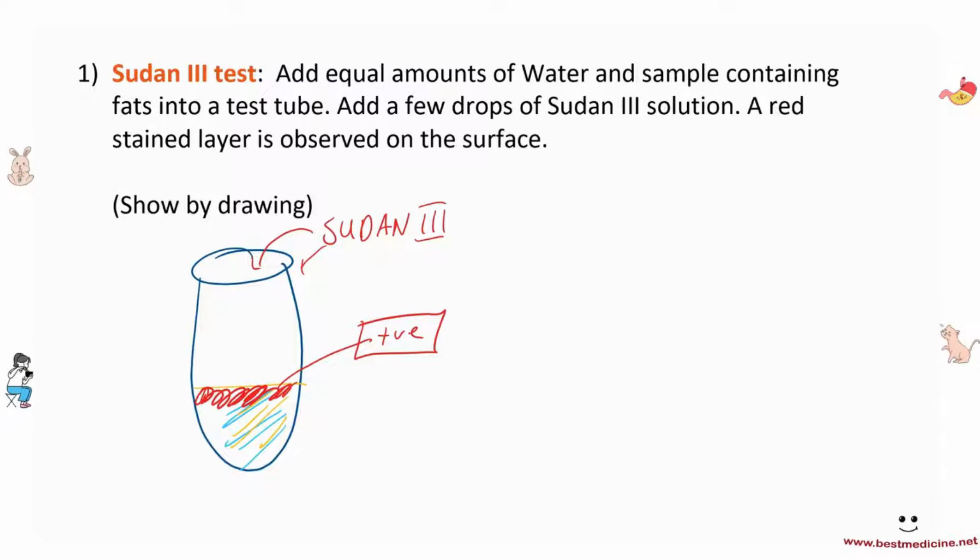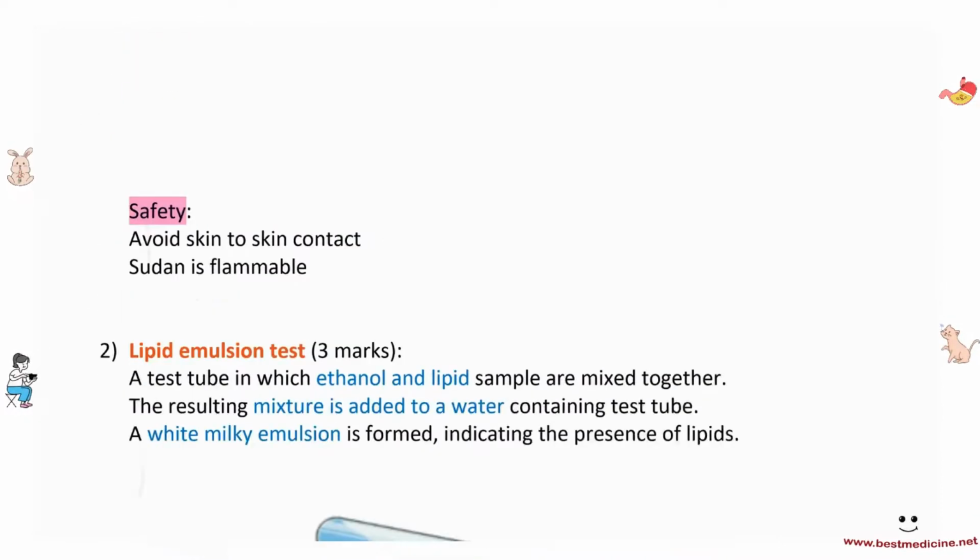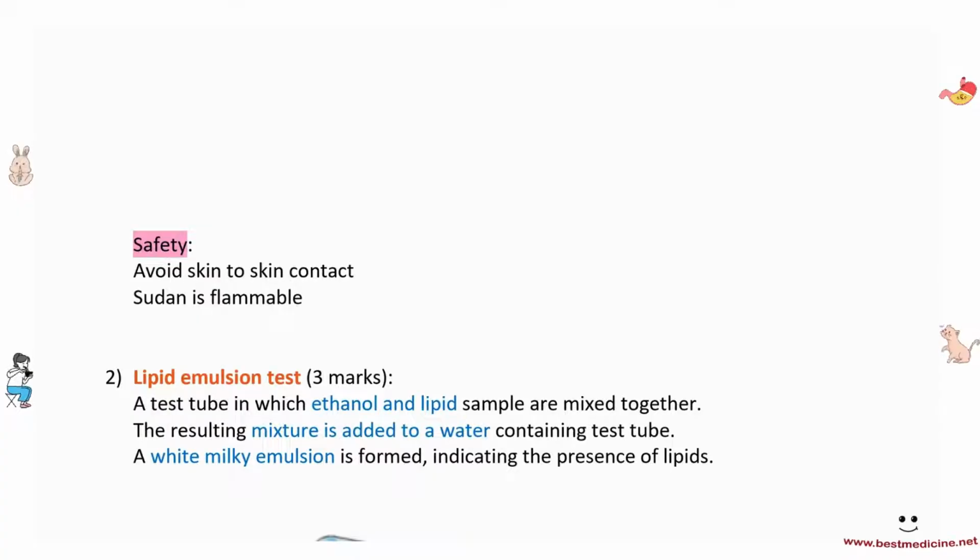Another very important test, which I think usually comes for 2 marks, is the lipid emulsion test. By the way, a safety precaution for the Sudan 3 test is that you want to avoid skin contact. And number 2, Sudan is flammable, so you want to be careful about that as well.